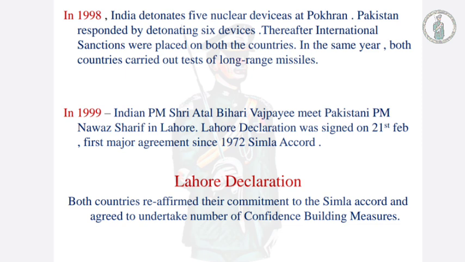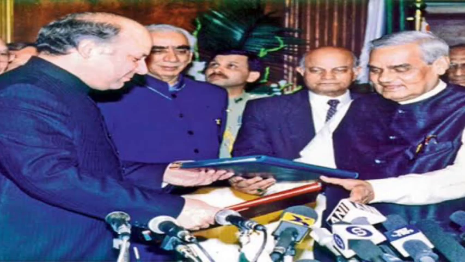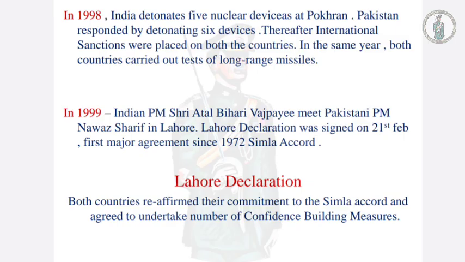Then in the year 1999, then Indian Prime Minister Shri Atal Bihari Vajpayee met his Pakistani counterpart in Lahore, and the Lahore Declaration was signed on 21st of February, and this was the first major agreement since the Shimla Accord. And under the Lahore Declaration, both the countries reaffirmed their commitment to the Shimla Accord and agreed to undertake a number of CBMs, that is, confidence building measures.